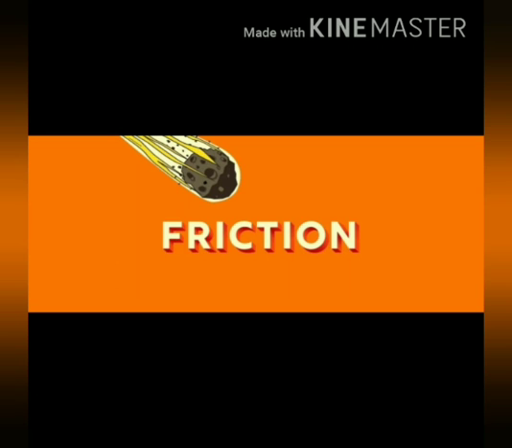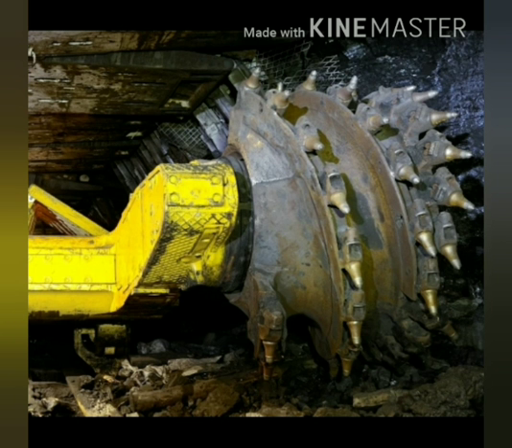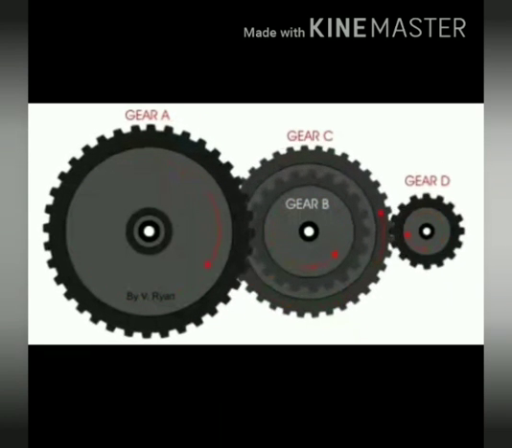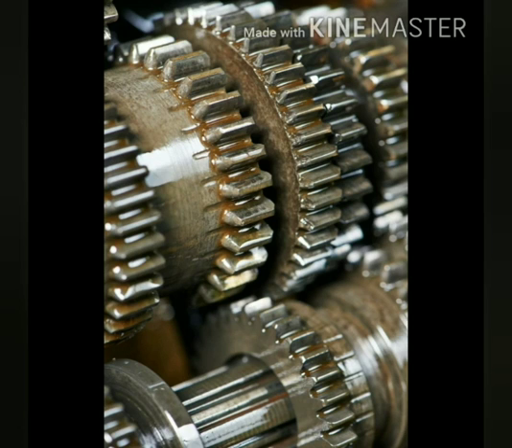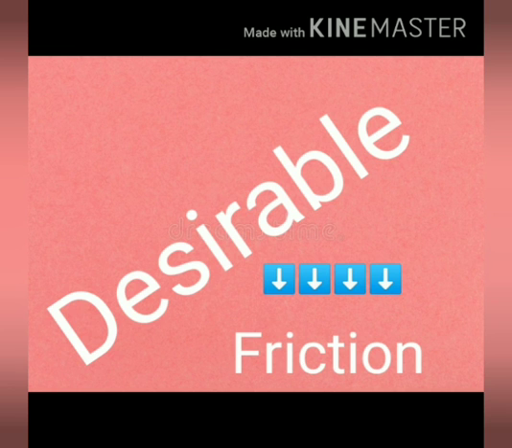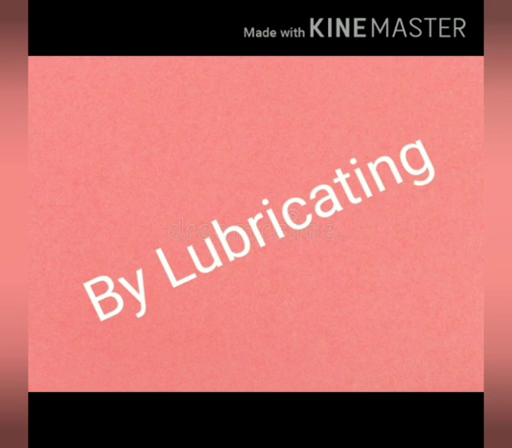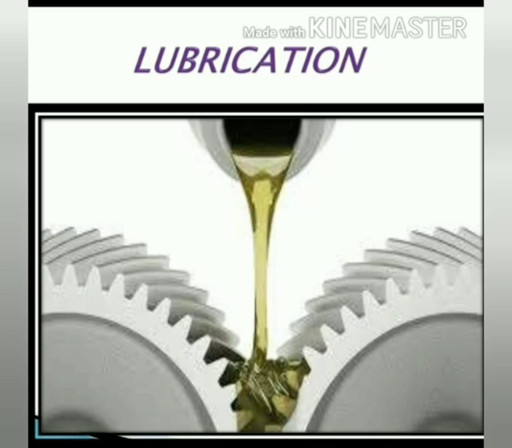Friction causes a lot of wear and tear in machine parts that move against each other. It erodes the surfaces and destroys their regularities. Hence, in such cases, it is desirable to reduce friction. Friction can be reduced by the following methods. First, by lubricating. The substances that reduce friction are called lubricants.